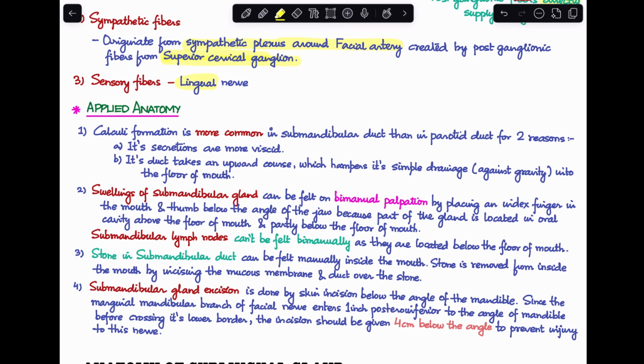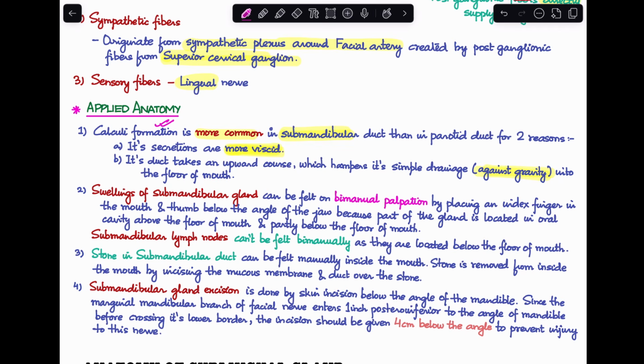It has been seen that calculi formation is more common in the submandibular duct compared to that of the parotid duct. And this is because of two particular reasons. First of all, their secretions are more viscid. And second, we have just seen that the submandibular duct has a very upward course. So this hampers simple drainage into the floor of the mouth because this is against gravity. These are the two reasons why calculi formation is more common in the submandibular duct.